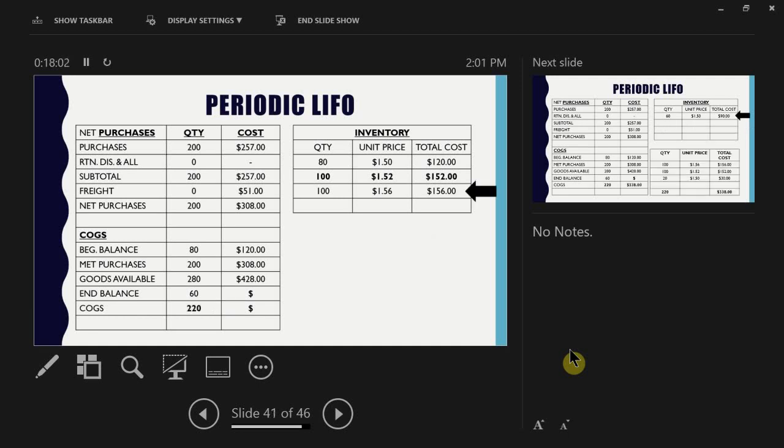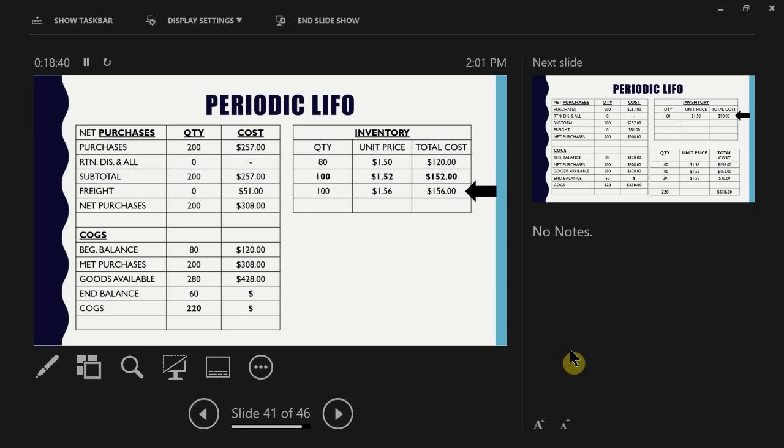So now let's look at our inventory. We have our beginning batch of 80. We have 100 that we purchased on June 18, for $1.52. Then we have the purchase on June 21st for $1.56. So in this context, when we start to calculate our cost of goods sold, which batch are we going to be diving into first? The last one. The one for $1.56.